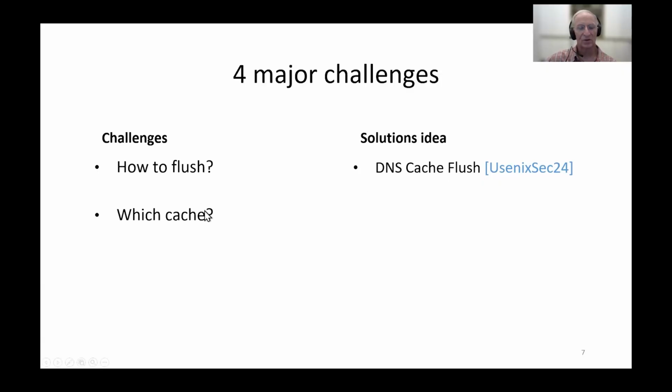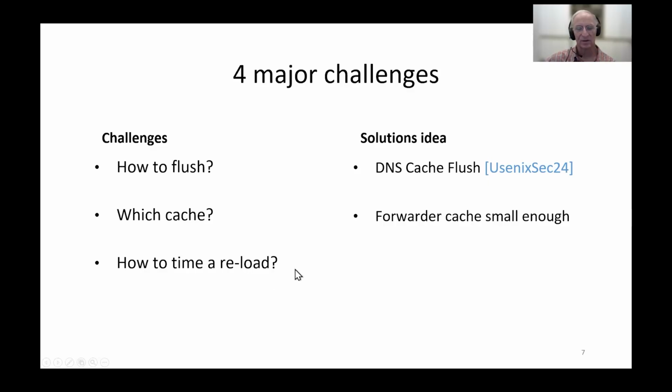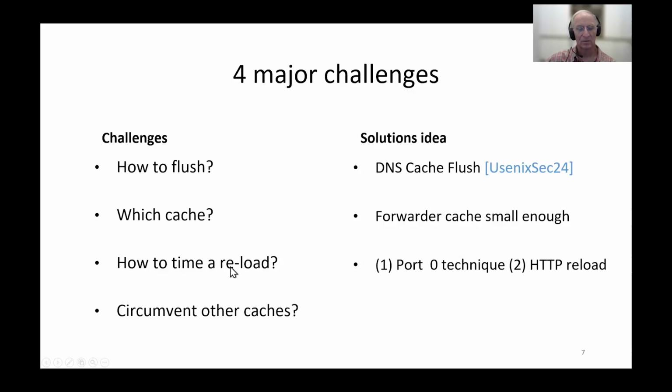Next, which cache do we use? As I told you, we use the forwarder cache. We will explain why shortly. And how do we do the reload? How do we issue another DNS request to measure the response time? It's not possible in a direct way. We use all kinds of techniques to perform this reload. And there are many caches in the victim's home.